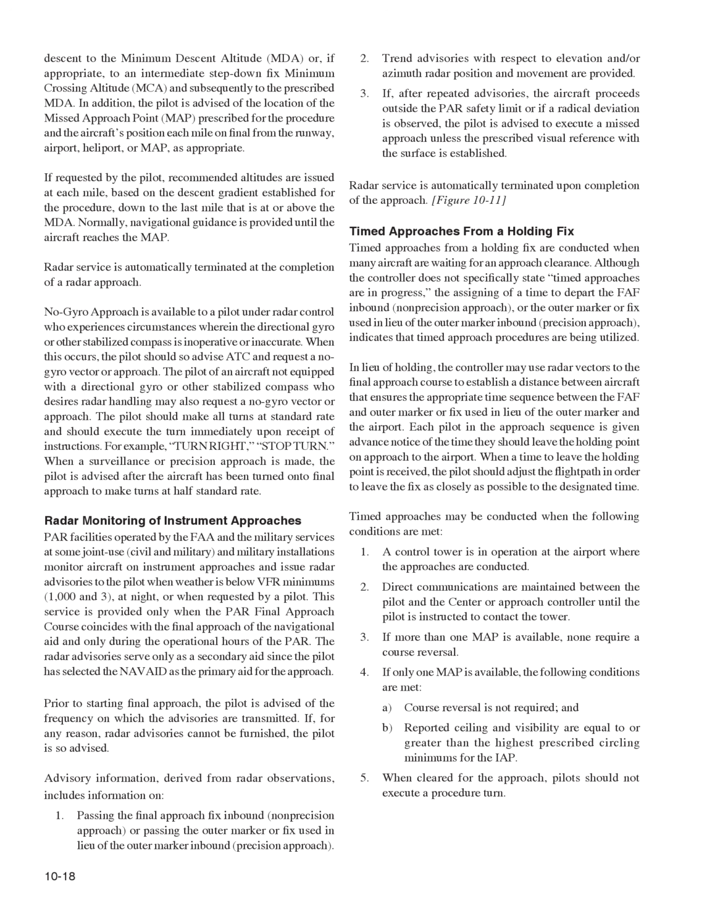2. Trend advisories with respect to elevation and/or azimuth radar position and movement are provided. 3. If, after repeated advisories, the aircraft proceeds outside the PAR safety limit or if a radical deviation is observed, the pilot is advised to execute a missed approach unless the prescribed visual reference with the surface is established. Radar service is automatically terminated upon completion of the approach.